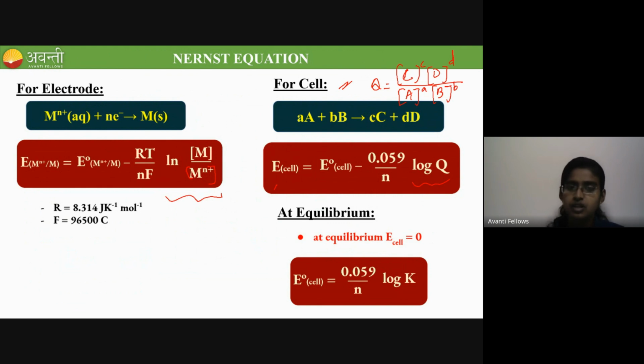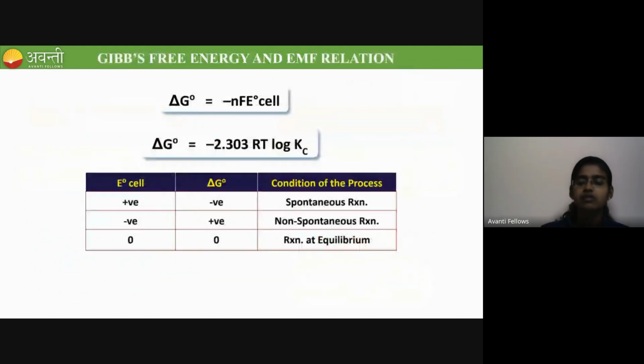Fine. Now we will see one more relation between Gibbs free energy and EMF. Delta G naught, the change in the Gibbs free energy, is equal to minus nF E naught cell. Very important relation. And if you want to relate Gibbs free energy with Kc, the equilibrium constant, then go for this relation: minus 2.303 RT log Kc.